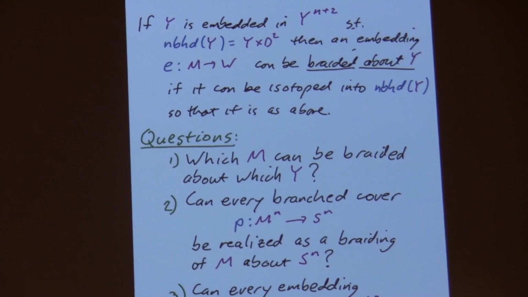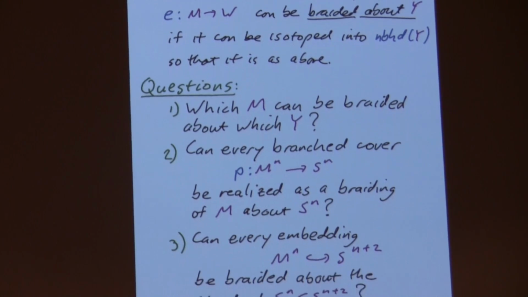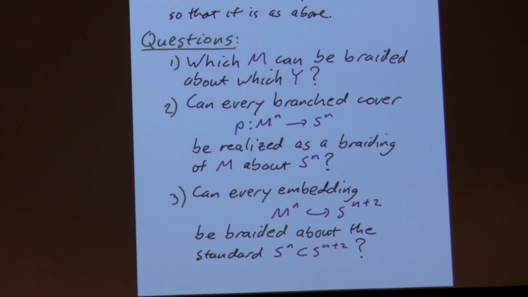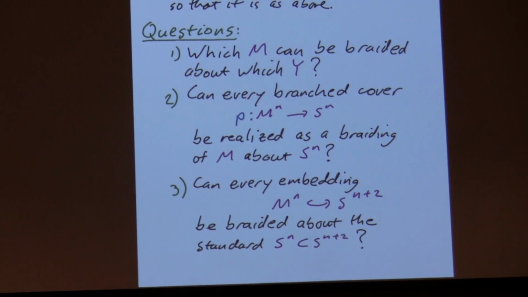Yes, we'll actually get to that, but that's true. So here's some questions you might ask about braiding embeddings, kind of the first thing when you see the definitions. So the first one, of course, is, given M, can you braid it about Y? Is that possible?